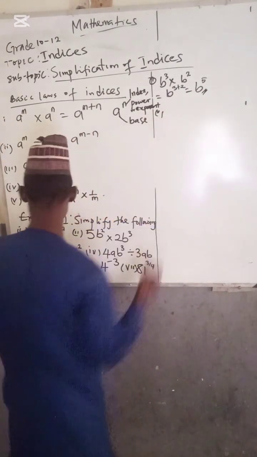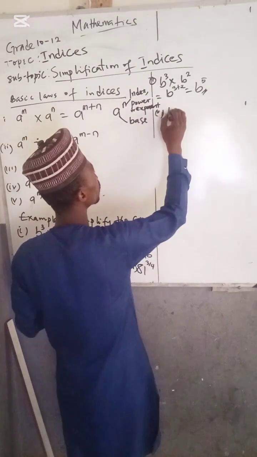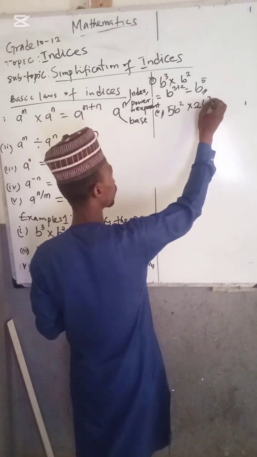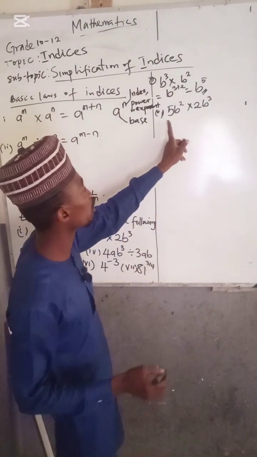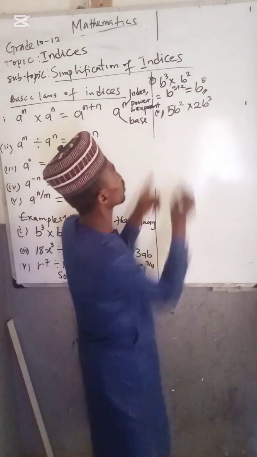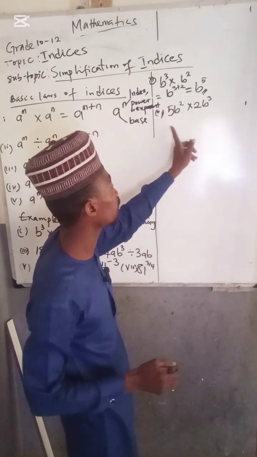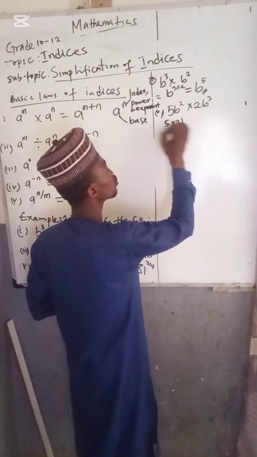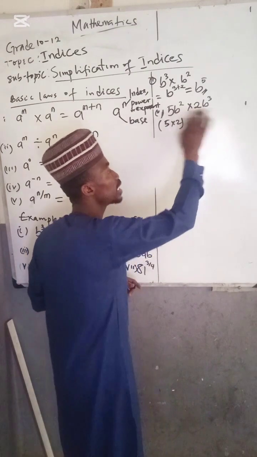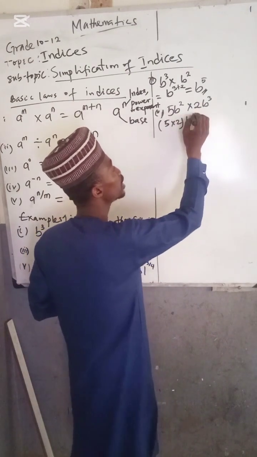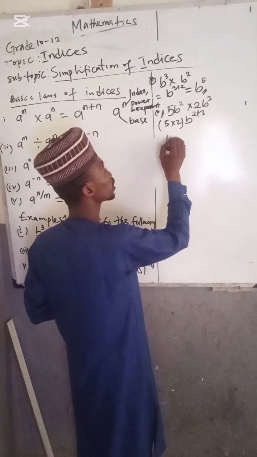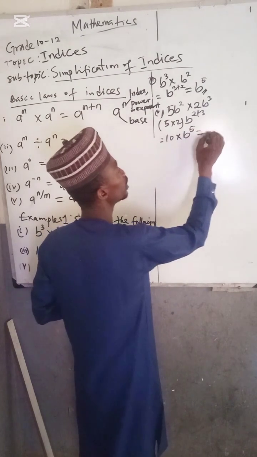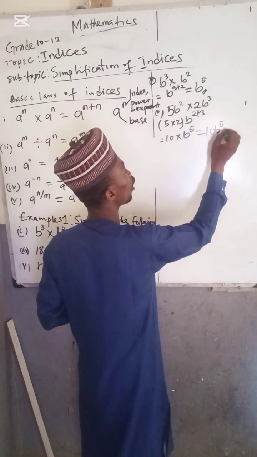The second question here is 5b raised to power 2 times 2b raised to power 3. Look at this. Deal with the numbers first. 5 and 2 are not the same, so we have to multiply them the way it should be. 5 times 2 is 10. Then b. The bases are the same, so pick one of the bases and sum up the powers. So you have 10b raised to power 5.